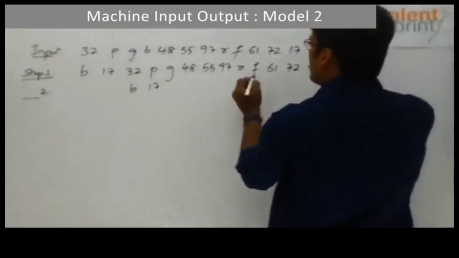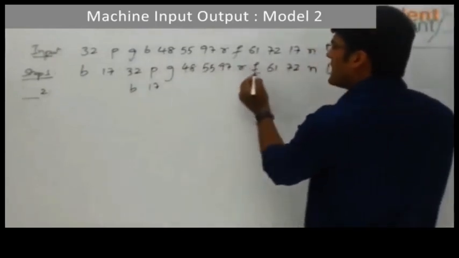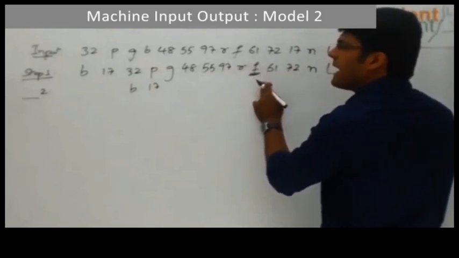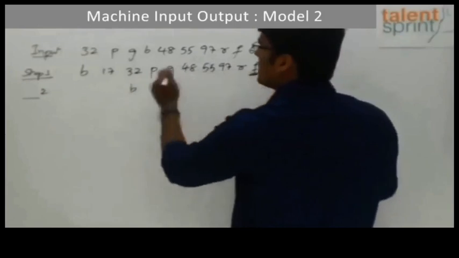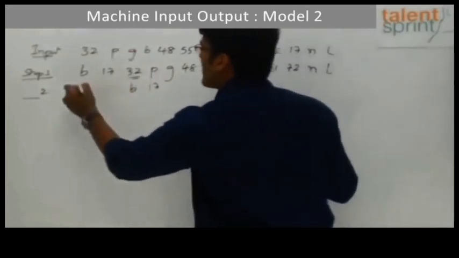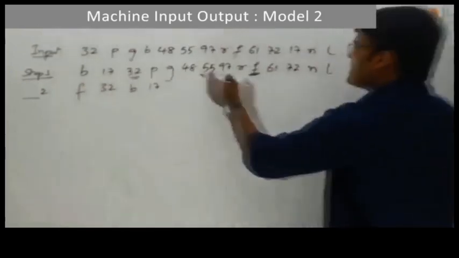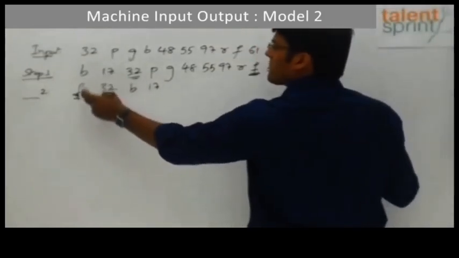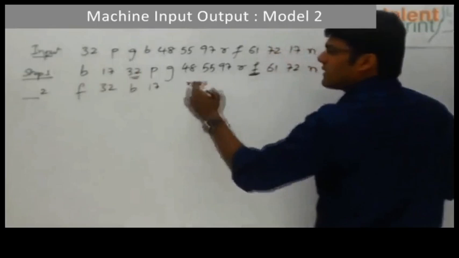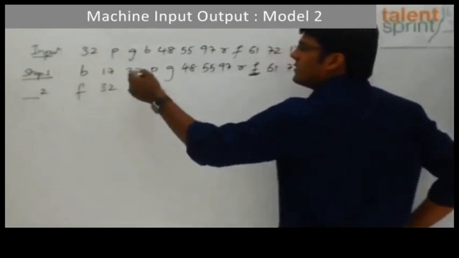So look at step 1. We'll get F, and what number? The next number, 17. Then we have 32 here, right? So bring F and 32. Copy everything else as it is. So F and 32 is gone, right? F32 has gone. Now just try to copy everything. So B17, F32, 32 is gone.